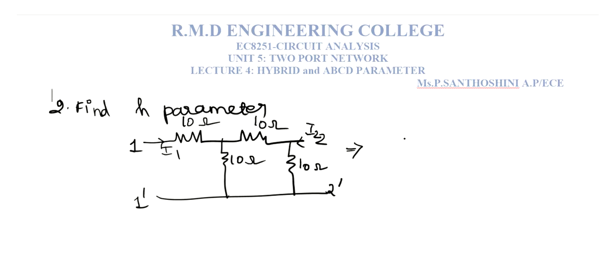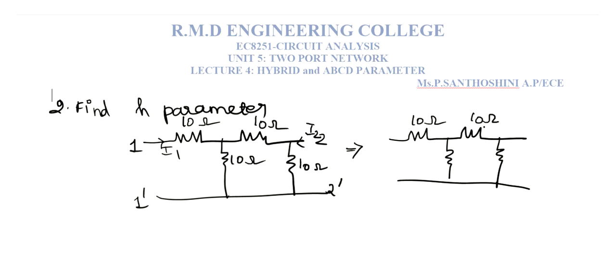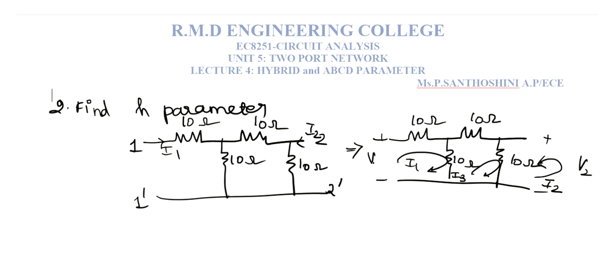Now we are going to redraw the diagram. So this is the question. 10 ohm and this 10 ohm, 10 ohm, 10 ohm. And this is your I1 current. Obviously this will be I3, and this will be going anti-clockwise, I2. Plus minus V2 and here it is plus minus V1.